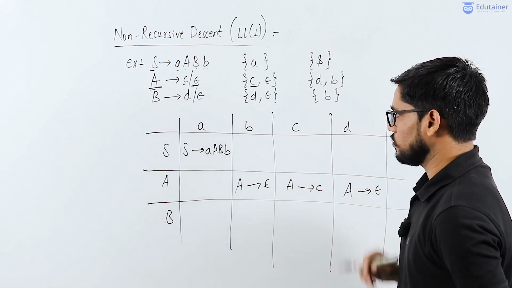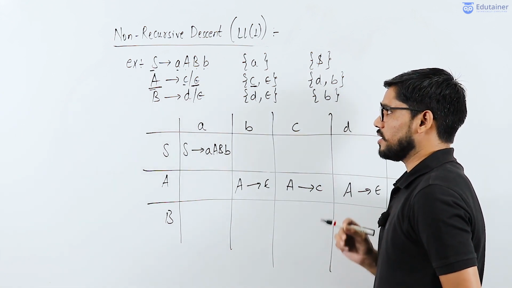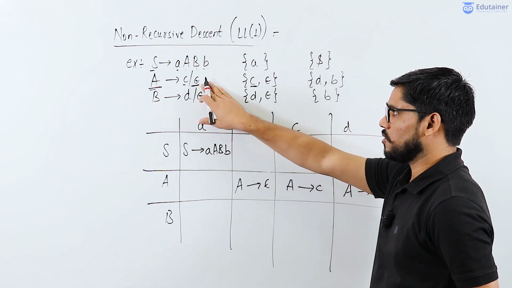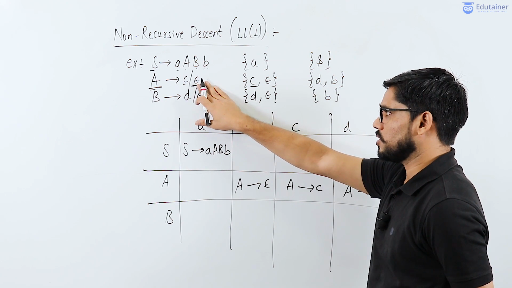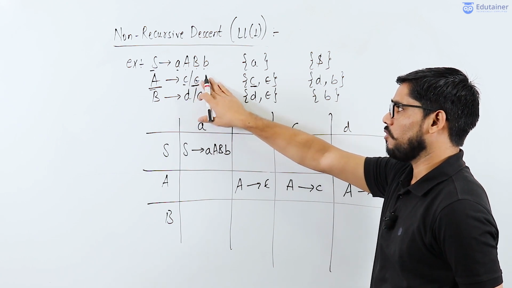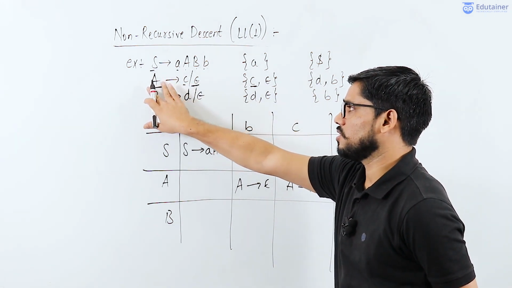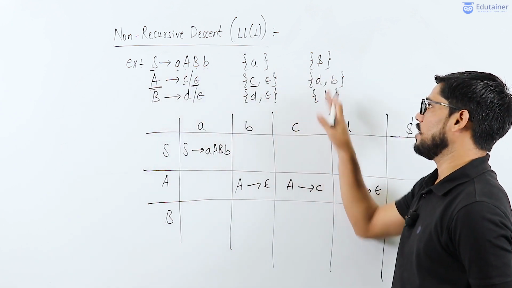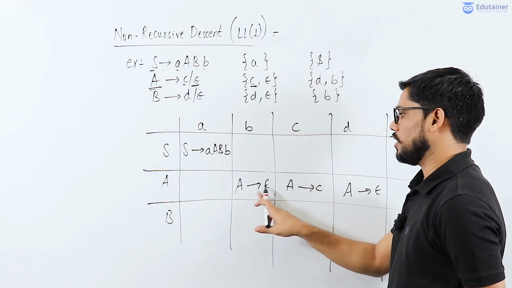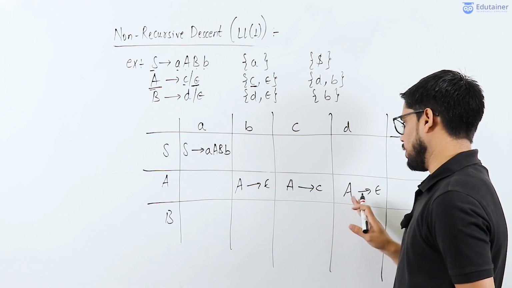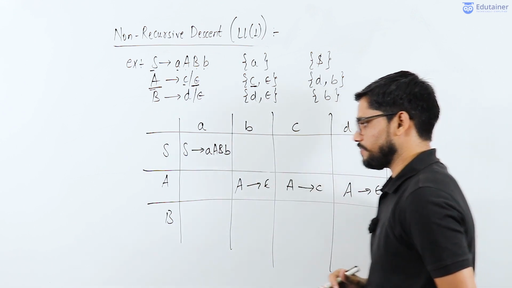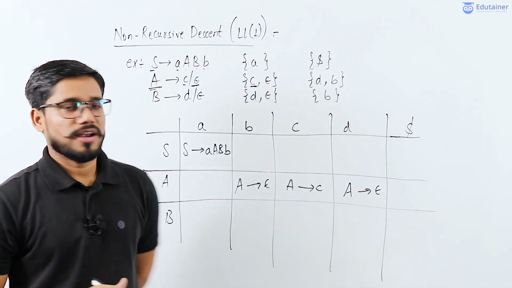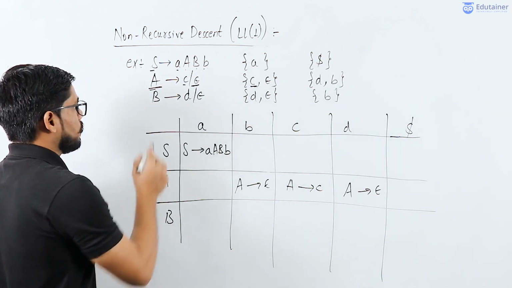Okay, so I will repeat it again. Whenever you get epsilon in the right hand side of a production, then this production will be placed in the follow of the left hand side. What is the follow of the left hand side? It is d and b. So you can put A derives epsilon in columns b and d respectively. Now let's find the first of capital B.